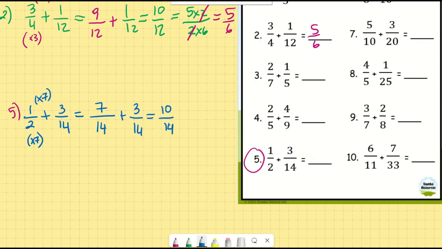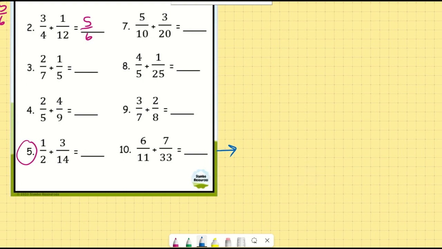Well, is this the answer? No, because there's still a 2 in here. So I divide by 2 and divide by 2, which will be 5 over 7 is the answer. Then I will solve the last problem. Last problem is this 10th question.